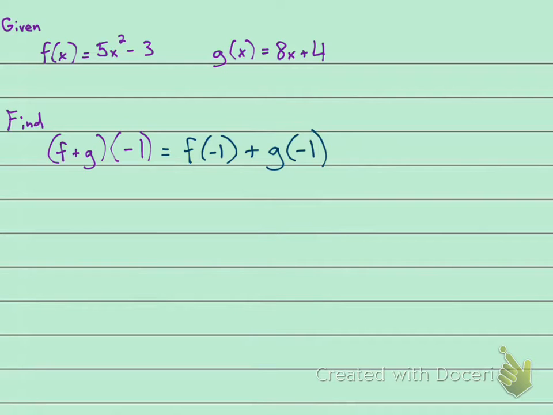So we need to take this -1 and plug it into the f function. It's going to go right there, and then we'll get a number. And then we need to find the g of -1. We'll plug it in right here, and we'll get another number. We will add those two numbers together, and then we'll have our answer. So let's do that first.